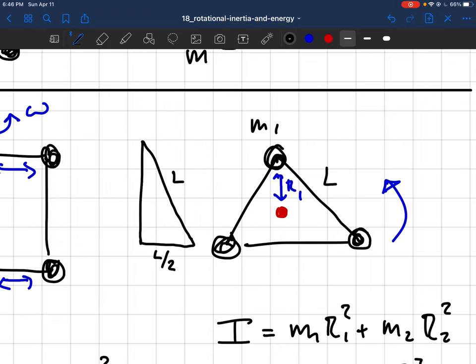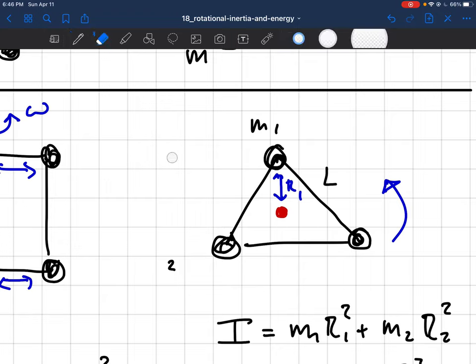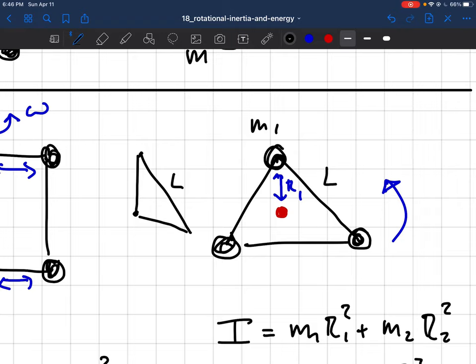I'm not certain. I guess I should probably do it in a different way. So let's assume that this is L. Well, let's do it for this one here. Here's our L. Here's the dot in the center. And then we have an isosceles triangle that looks like this. So this is the R that we're looking for.